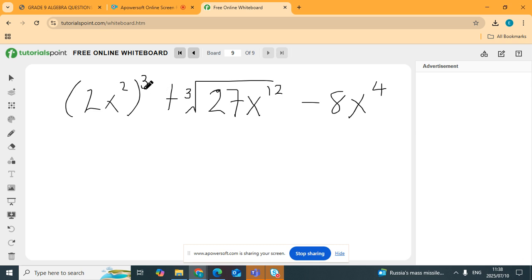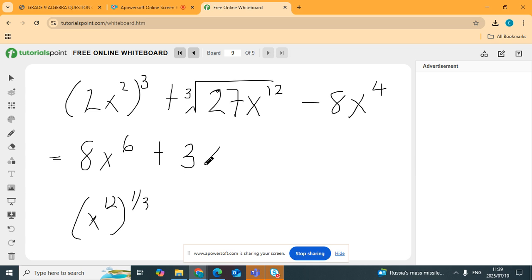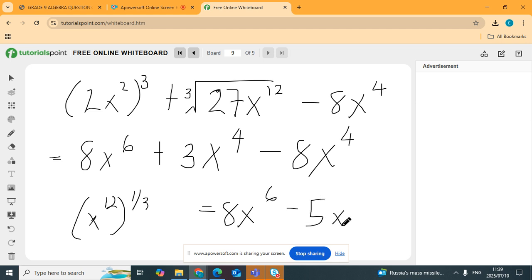Now, 2 to the power of 3 gives us 8. So we end up with 8x to the power of, you multiply these exponents, so you get 8x to the power of 6, then you say plus. The cube root of 27 is 3. Now, cube root is the same as to the power of a third. So if you have got x to the power of 12, and then you raise it to the power of a third, if you multiply the 3 and the third, you get a 4, right? Then you say minus 8x to the power of 4. So now this ends up as 8x to the power of 6 minus 5x to the power of 4. That's the final answer.